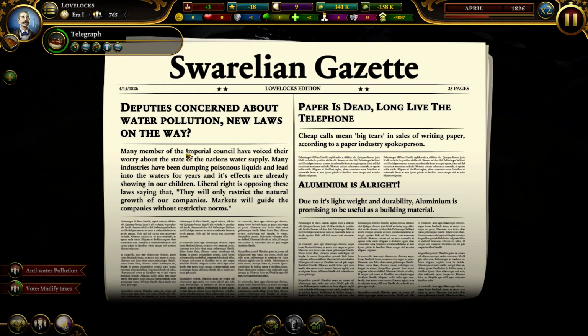Okay. Deputies concerned about water pollution, new laws on the way. Many members of the Imperial Council have voiced their worry about the state of the nation's water supply. Many industries have been dumping poisonous liquids and lead into the water.